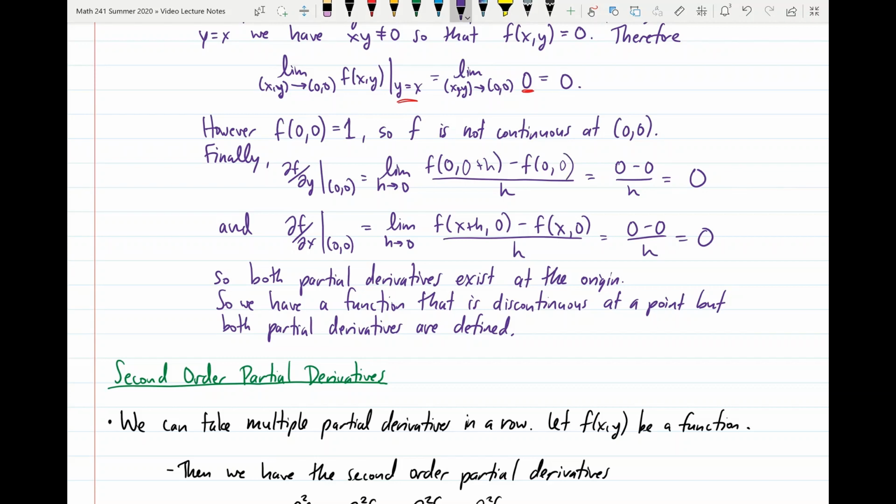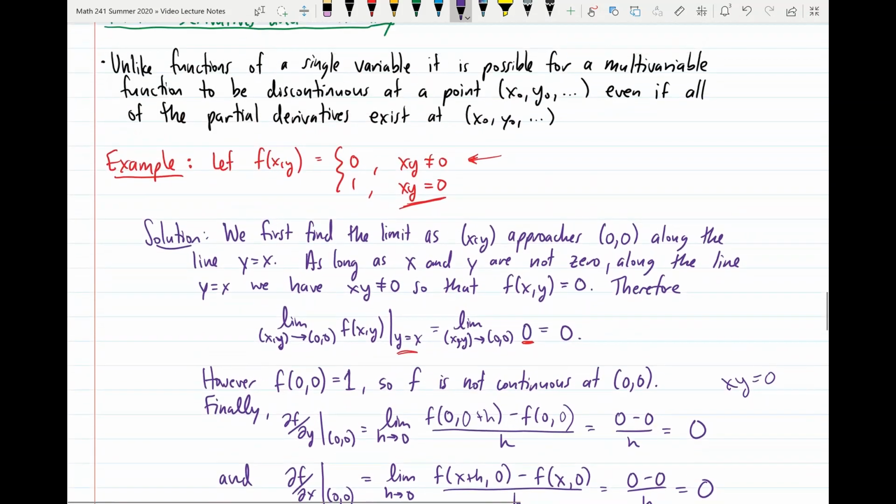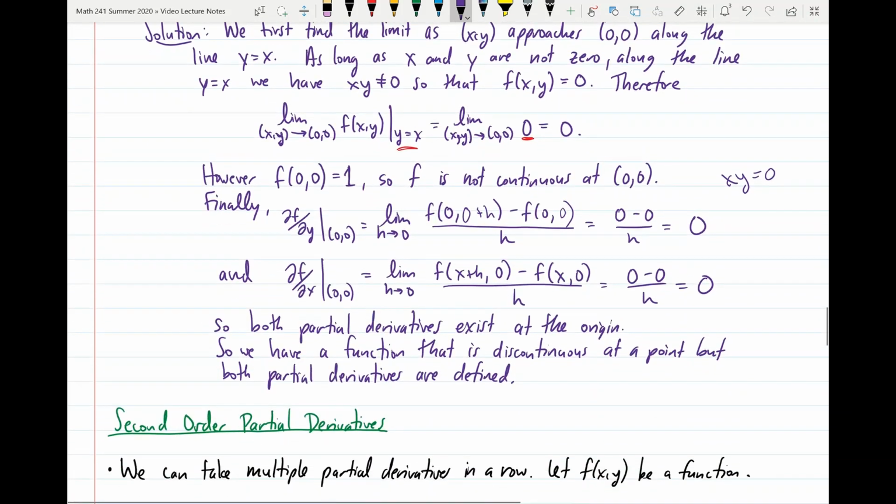all divided by h, and this is going to equal 0 minus 0 over h, because in both of our functions, f of 0, 0 plus h, and then f of 0,0, the fact that x is equal to 0 implies that x times y is going to be equal to 0. And so our function is going to equal, oh my goodness, that's not even true.